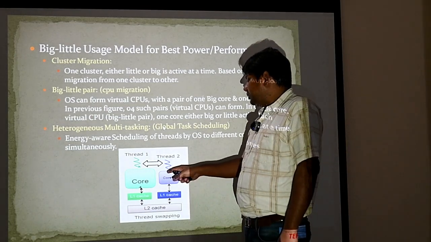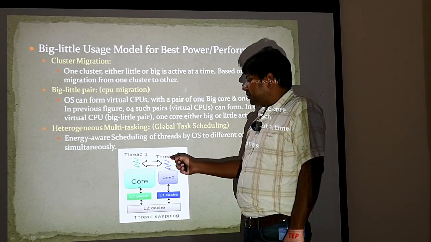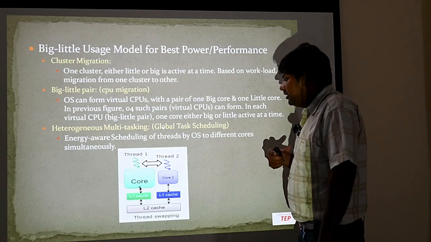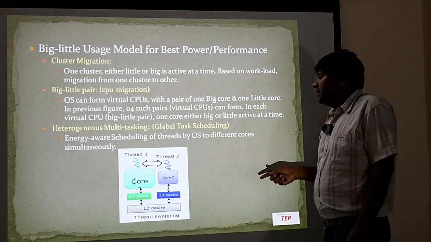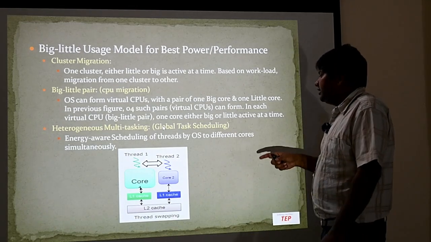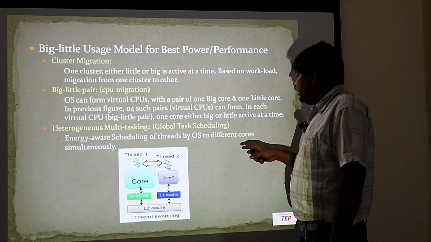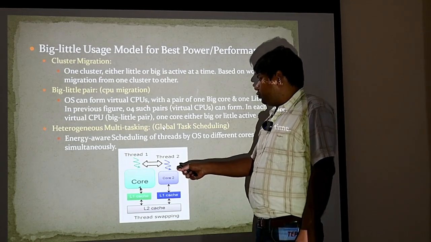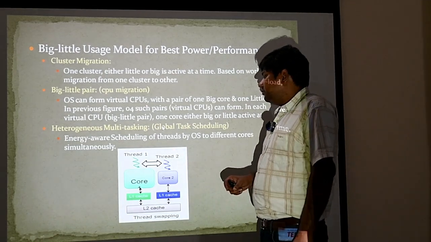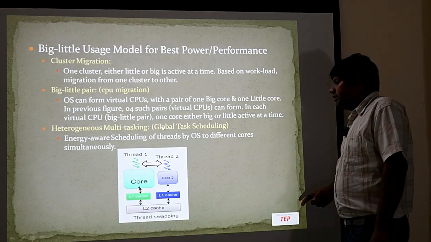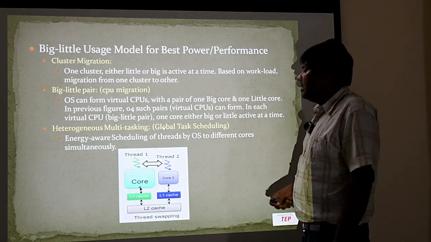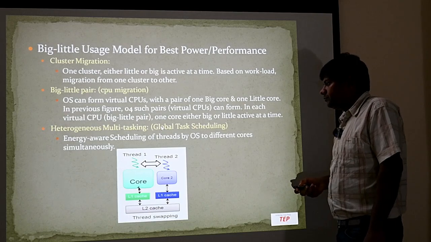Any core in the little can work with any core in the big, and thus with energy aware scheduling, the threads of the operating system can choose which core in the big and which core in the little they need to operate on. There is no hard pairing of cores.